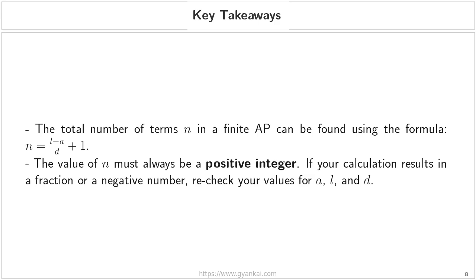Second, I want to emphasize a very important rule for checking your work. The value of n must always be a positive integer. Since n represents a count of items, you can't have half a term or a negative number of terms. If you finish your calculation and end up with a fraction or a negative value, please stop and recheck your values for the first term, the last term, and the common difference. It's a quick way to catch any arithmetic errors.